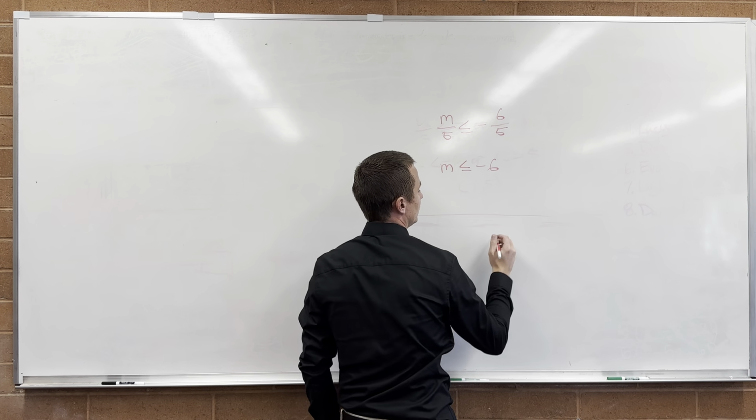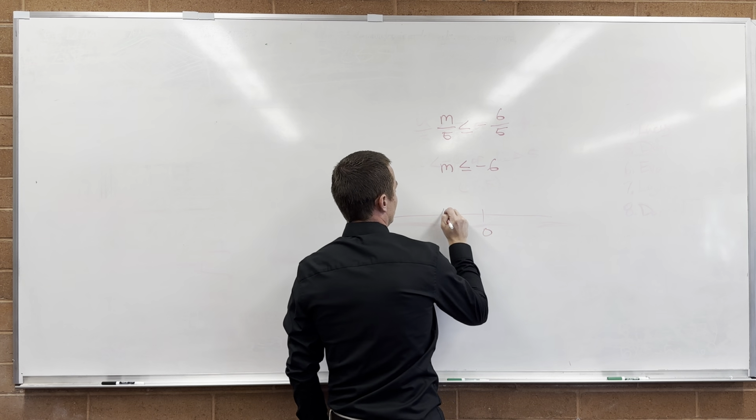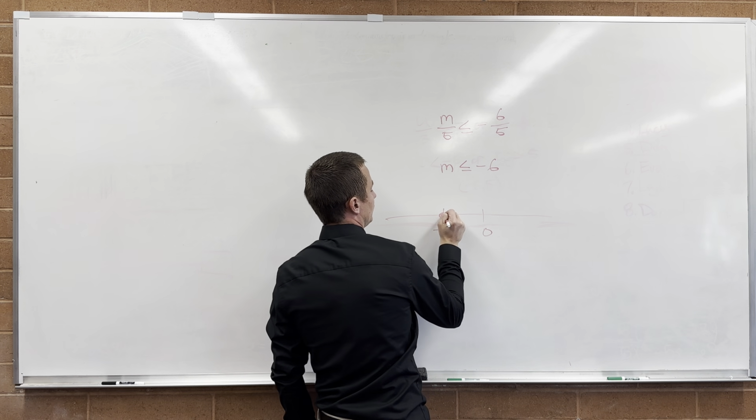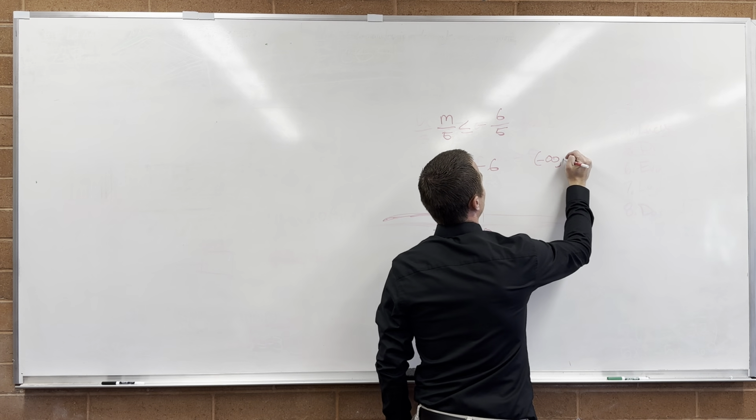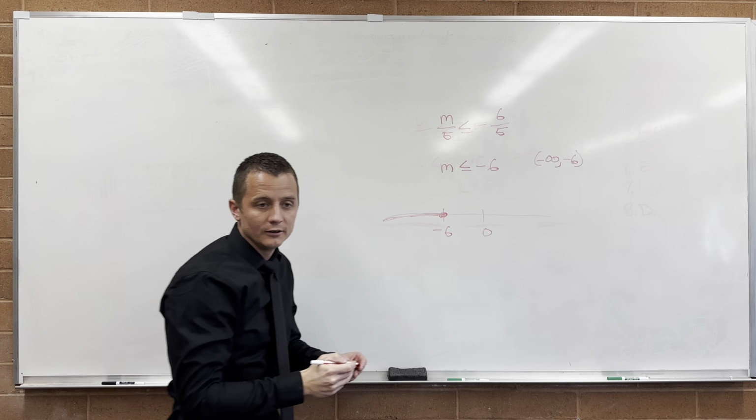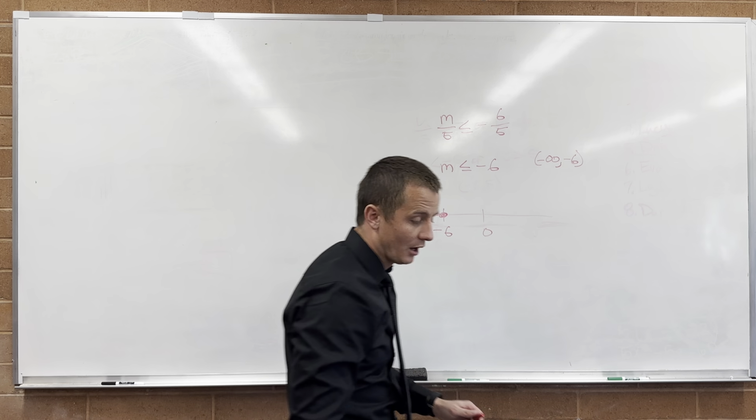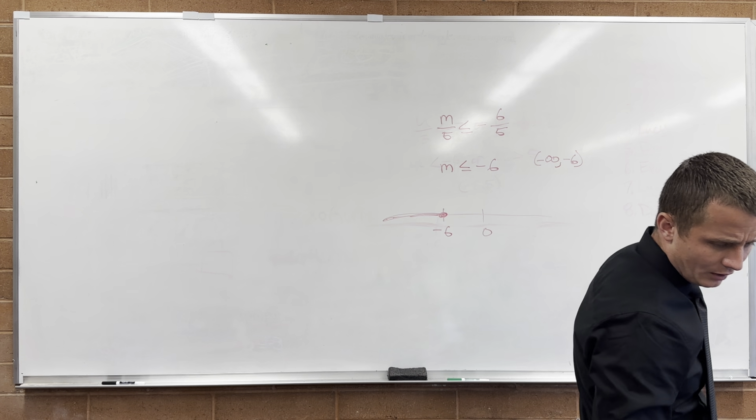How do you graph that out? Here's 0, here's -6. We include -6, we're going this way. In interval notation, that's everything from -infinity to -6. Okay. All right. Problem 22.